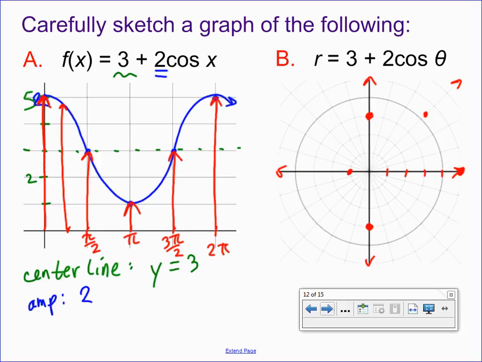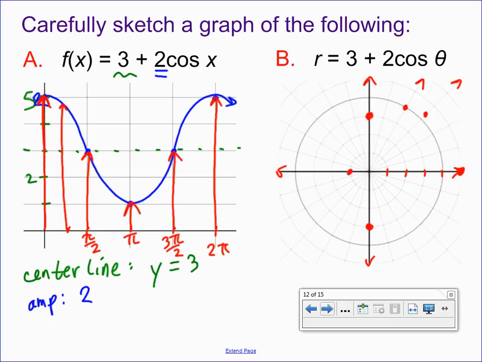What else would be easy? Pi over 3? Pi over 3 would be easy. Cosine of pi over 3 is 1/2. Yeah. Times 2 is 1. Plus 3 is 4. Let's go in the pi over 3 direction 4. Hey, this is coming together. Okay?